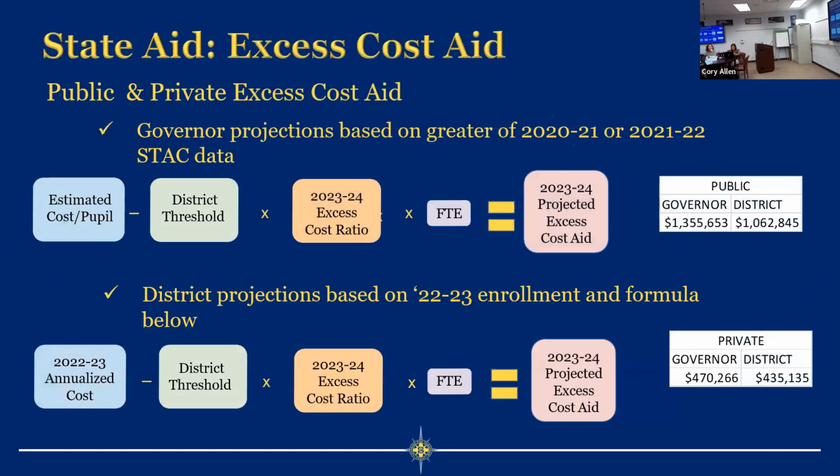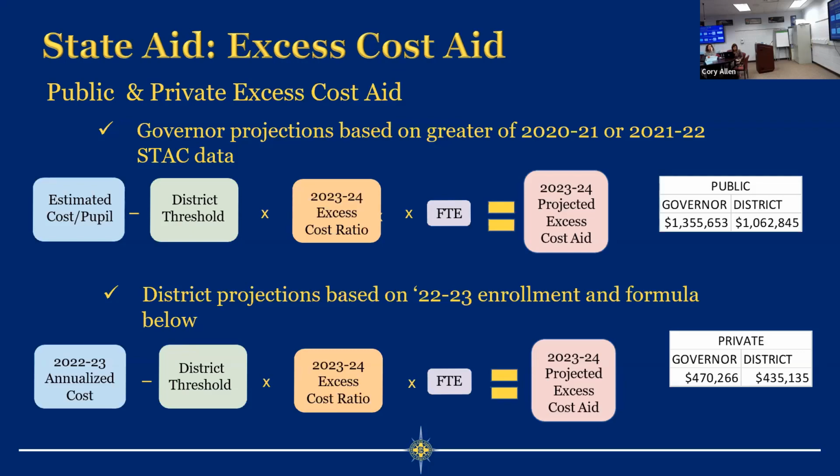Okay, moving on to public and private excess cost aid. This one's going to be pretty short and sweet. The governor's projection is based on an estimated cost per pupil minus what they call the district threshold, which is 3 times your average operating expense. For those that were with us last time, that's one of the metrics that we use. They multiply that times the excess cost equation, there's one for private and one for public, and multiply that times the FTE of the students to get the projected excess cost.